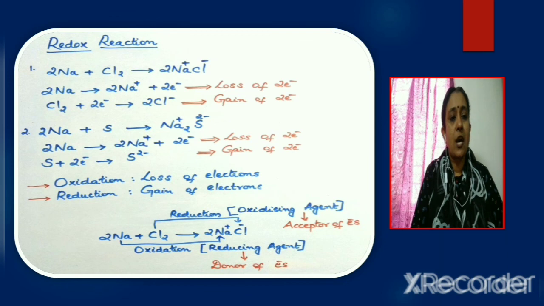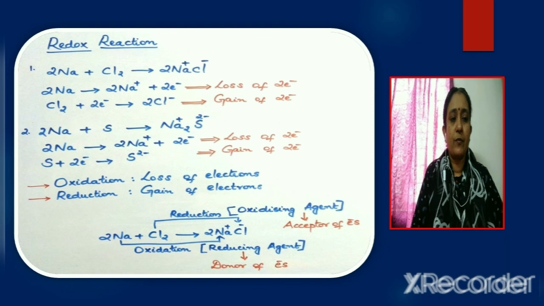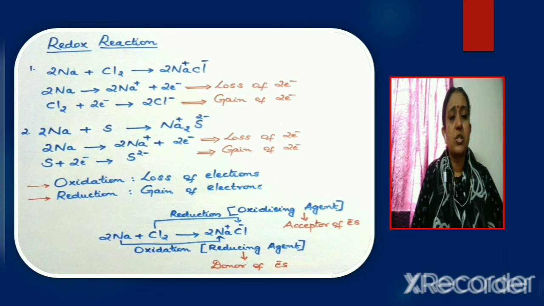Now consider the next half reaction equation. Cl2 plus 2 electrons gives 2Cl minus. We know that one chlorine atom gains an electron and changes to chloride ion. So if we write the equation as Cl2 plus 2 electrons giving 2Cl minus, there will be gain of 2 electrons. So this process which involves gain of electrons can be called reduction reaction. So how can we define oxidation reaction? It can be defined as a reaction which involves loss of electrons, and reduction can be defined as a process which involves gain of electrons.